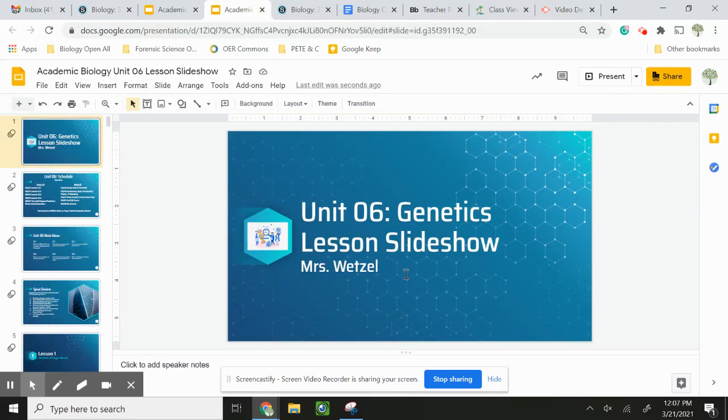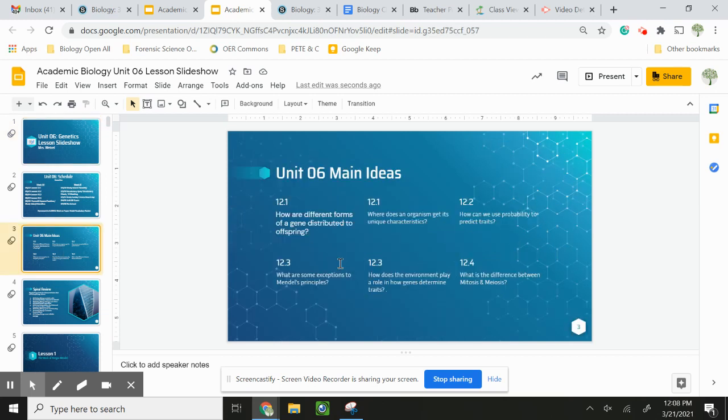We are in Unit 6, Genetics, and for a lot of students, this is their favorite unit because it really helps you think about characteristics and why they are the way that they are. But let's take a look at some of the main ideas that we're going to go over in this unit. All of Unit 6 takes place in Chapter 12, so you can access Chapter 12 in the Pearson reading to take a look at some of this stuff.